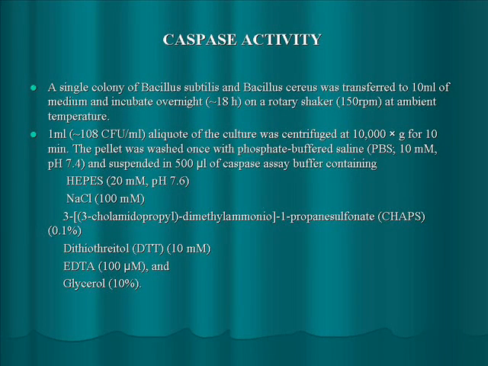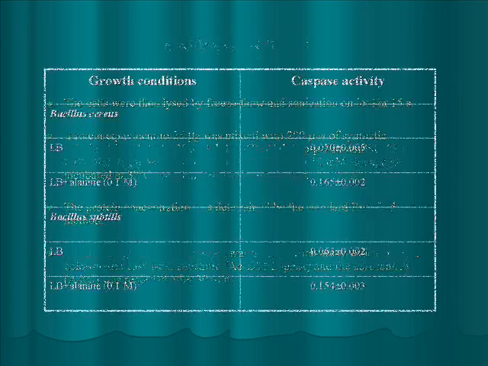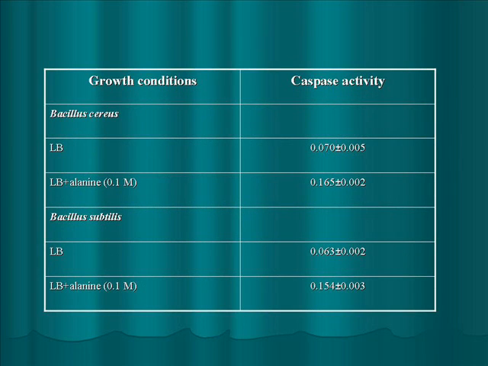When programmed cell death inducers such as glycine and alanine of 100 millimolar concentration each were introduced into the LB medium, the viable cell count at the end of incubation of 72 hours from the onset of stationary phase was found to be reduced to around 3 to 4 log10 per ml. When alanine of 0.1 molar concentration was added to LB medium, the caspase activity increased in Bacillus cereus from 0.07 to 0.165 and in Bacillus subtilis from 0.06 to 0.154.